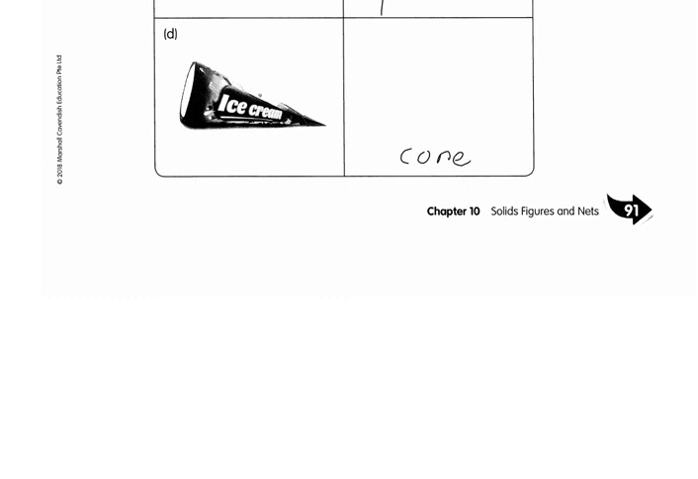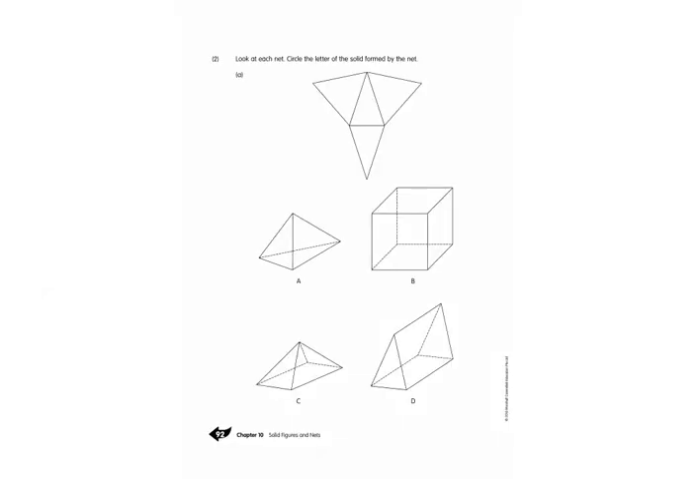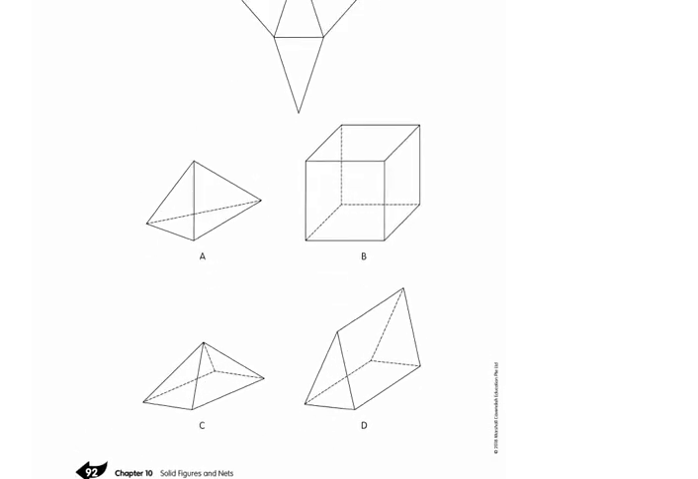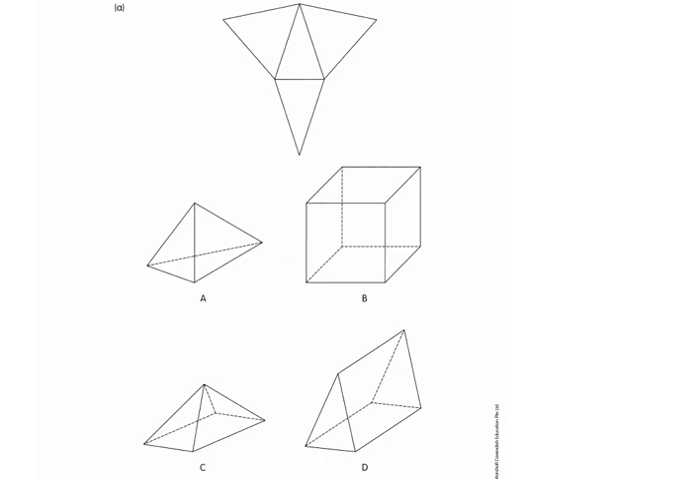Okay? Good. Let's look at the next page. Look at each net. Circle the letter of the solid formed by the net. So, Vikram, tell me what's the answer. A, right? Do you all agree it's A? Because of four triangular faces, right? Circle the letter, right? They ask you to circle the letter. If you circle the whole figure, you better erase it and do it properly.